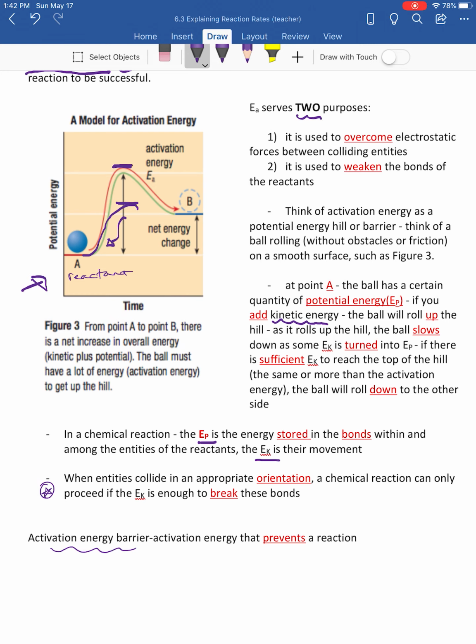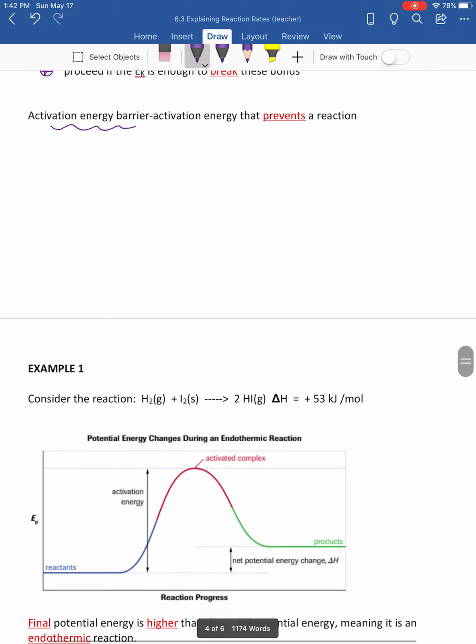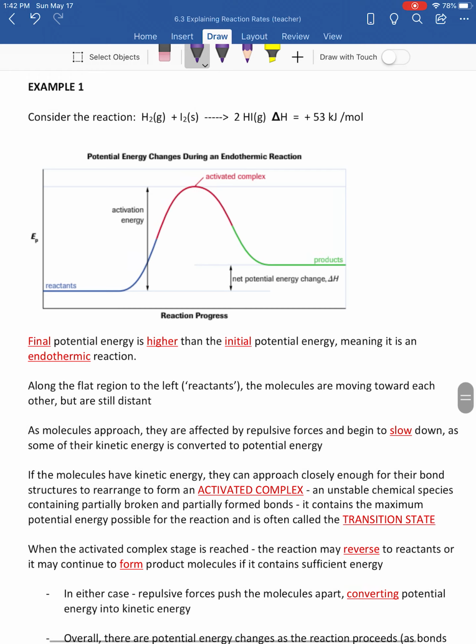So let's take a look at this reaction. Okay, so we have a reaction here where we are bringing two reactants together, hydrogen gas and iodine. They're coming together and forming a new product. Now, looking at this, my delta H is positive 53 kilojoules per mole. So since it's positive, we know it's an endothermic reaction.